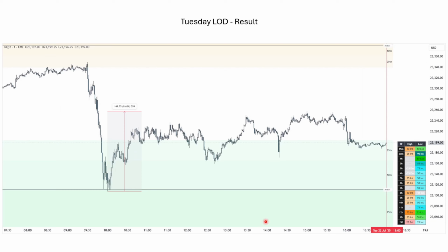Okay, and then we've got the result. So you can see they're really nice bounce off the daily median, and we've got nearly 150 points there that you could have capitalized on.